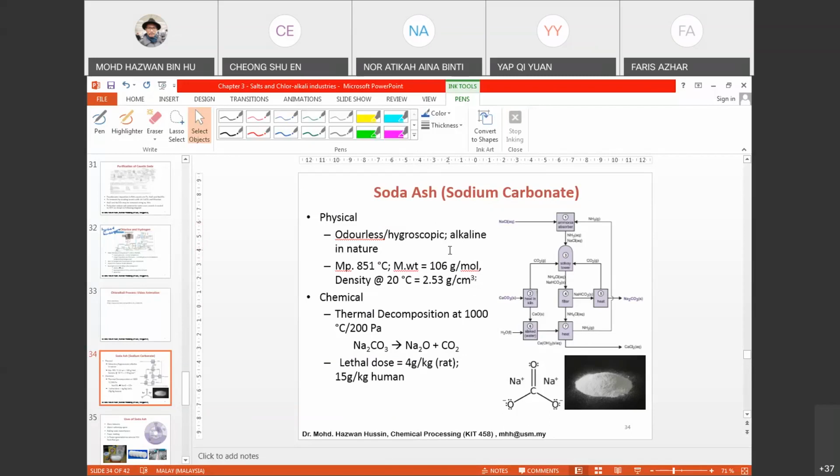Where can you find people use sodium carbonate? I mean, where can you find sodium carbonate in daily use? Anyone knows? Anyone can give example?